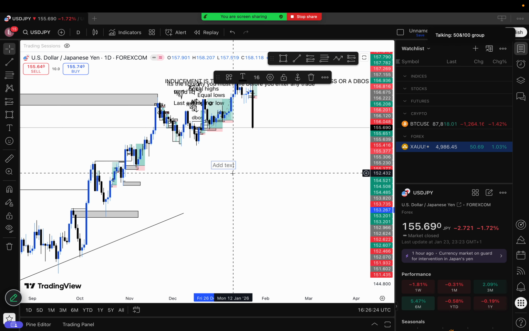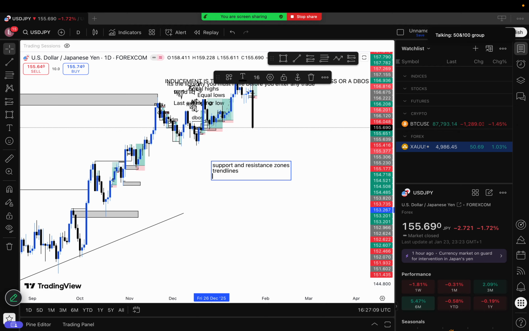Now, bias. First of all, you look out for your support and resistance zone. You can look out for trend lines too. You use your trend lines to join. Okay, trend lines. Then lastly, key levels. The same thing as support and resistance zone.